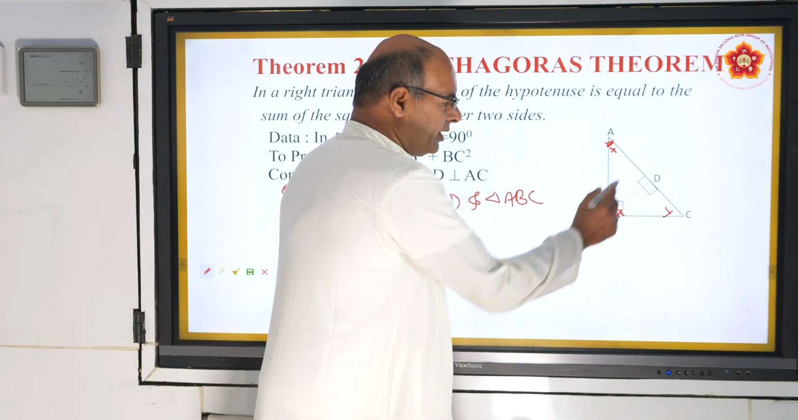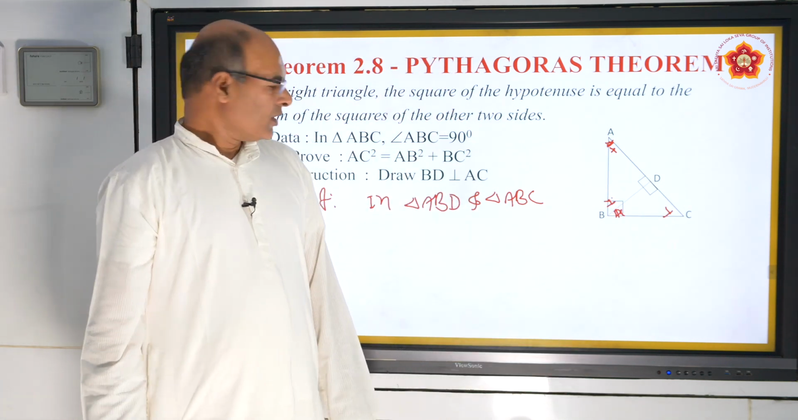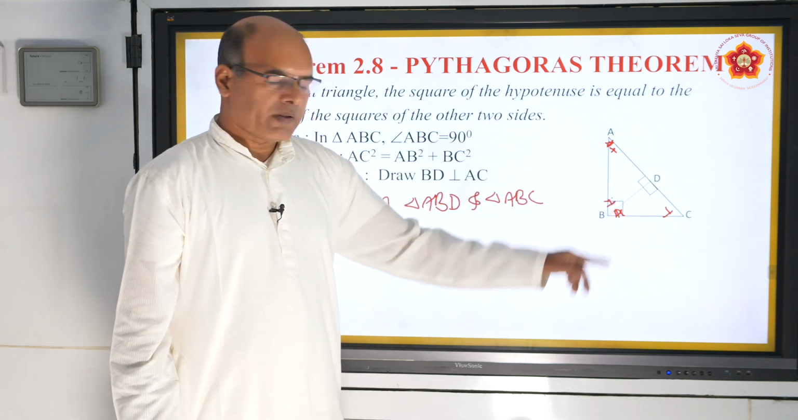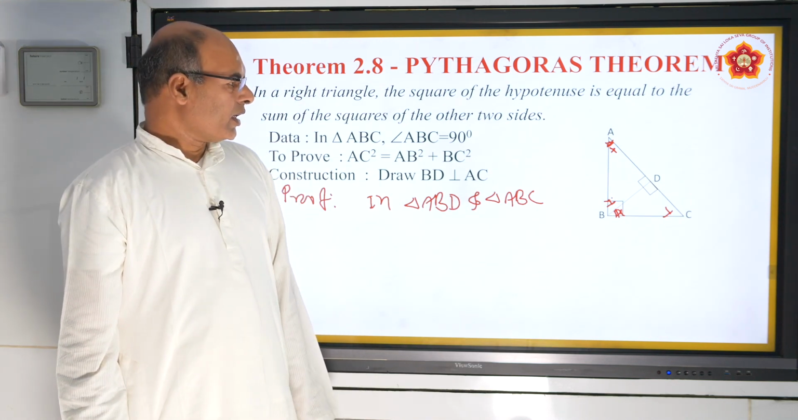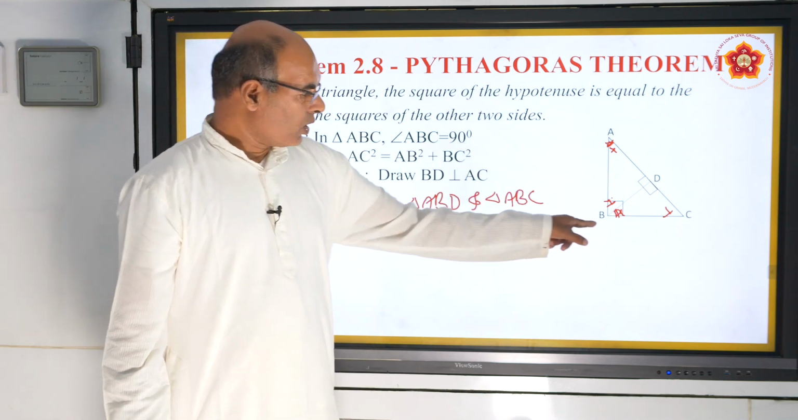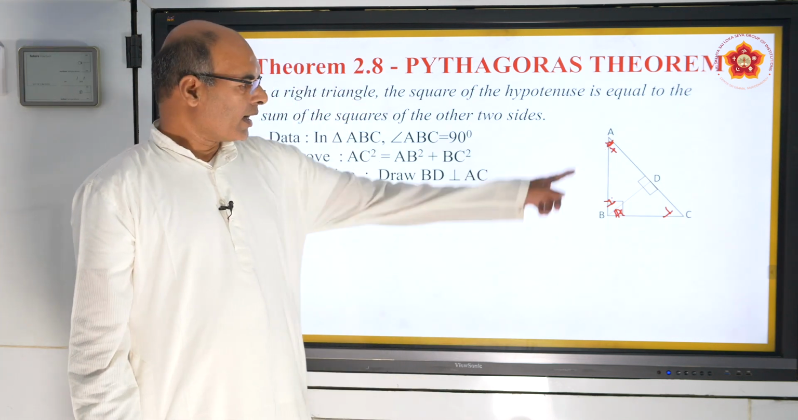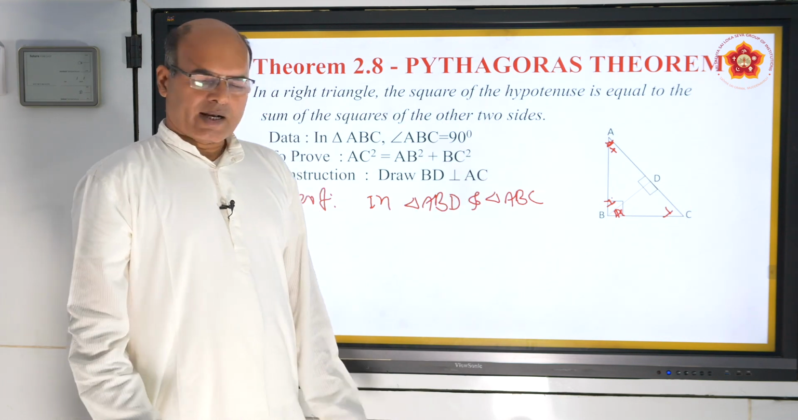Angle ABD is equal to angle C. Now consider these two triangles, triangle ABD and triangle ABC. Identify the equal angles. Both triangles have a common angle A. Angle A is common.